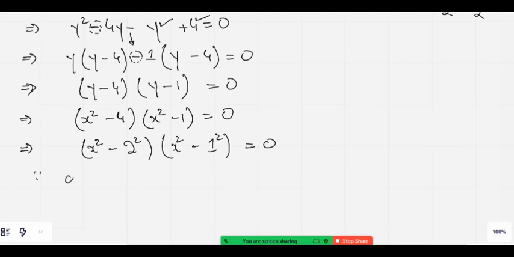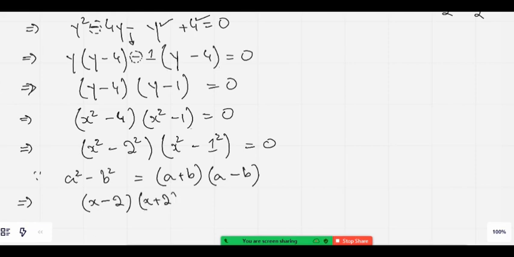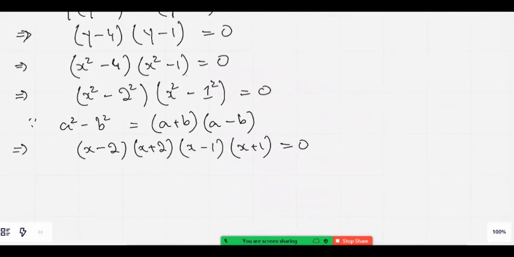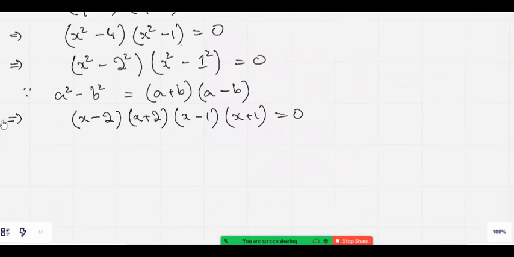Now over here, you can use your normal algebraic identity, that a square minus b square is a plus b into a minus b. Now we will just split this into two nice linear factors. It will be x minus 2, x plus 2, and this is x minus 1, and this is x plus 1 equals to 0. So see, you're having 4 factors here. This was quartic equation of degree 4. So you are having therefore 4 linear factors. So 4 solutions you're going to have.